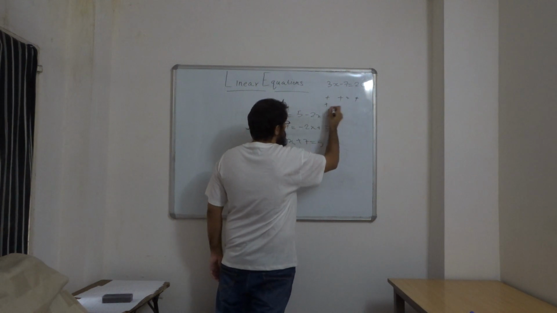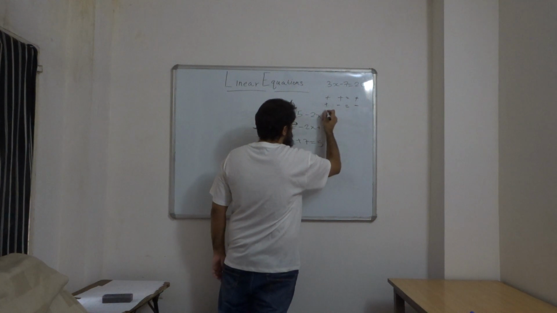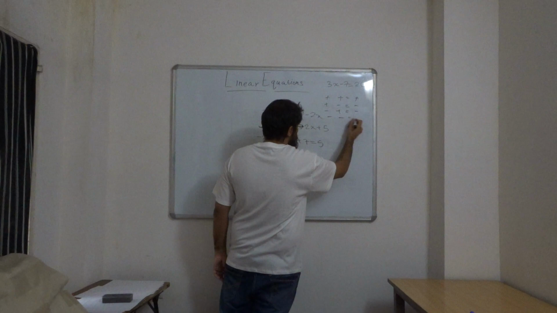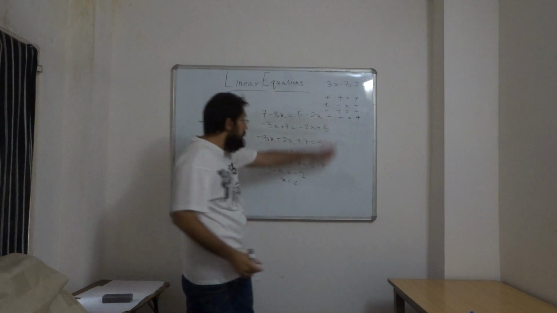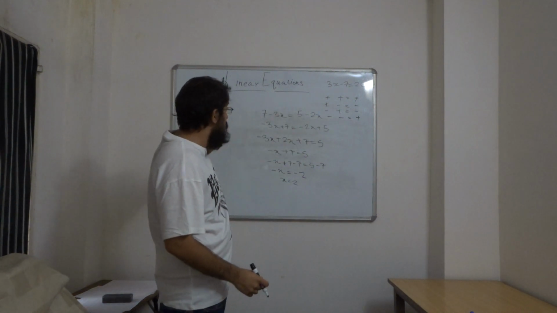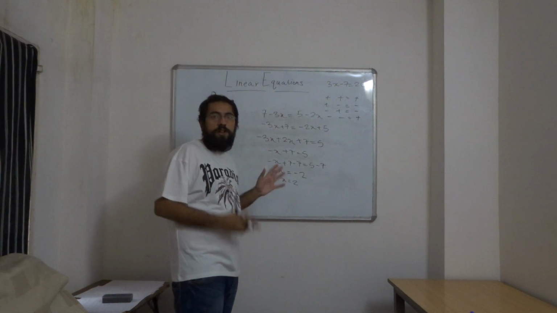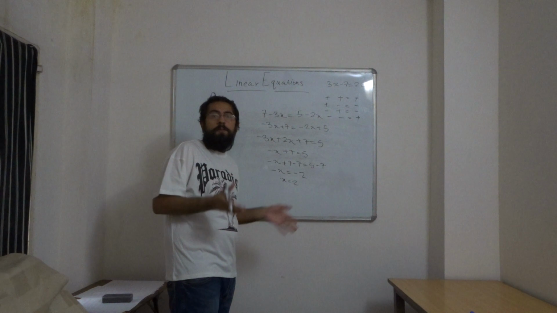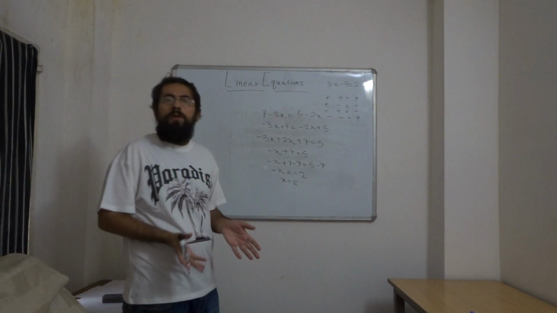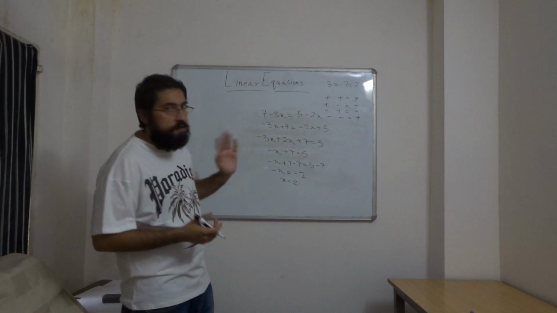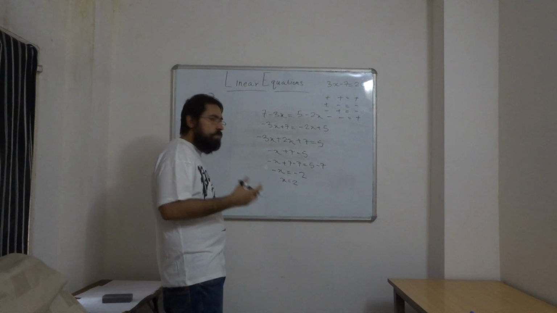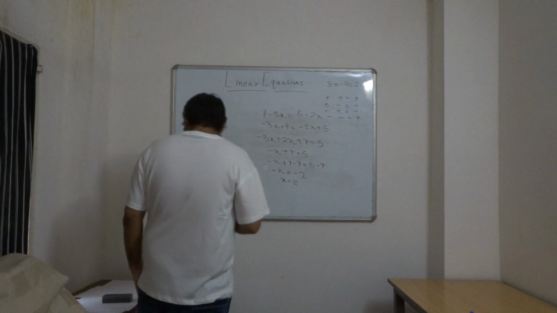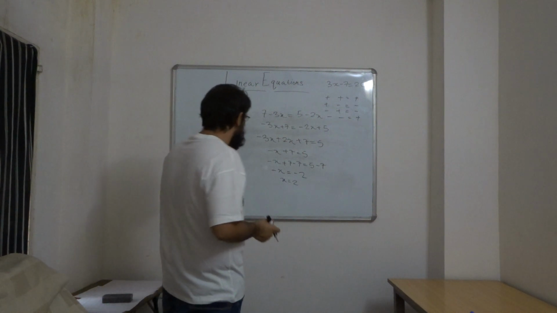Now remember guys, positive and positive is positive. Positive and negative is negative. Negative and positive is negative. And negative and negative is positive. Just remember that. Now, if you're not good in integers and you want me to do a video on order of operations, just let me know guys. I'll make a separate video on that as well, just to make your life easier. That's why I'm here. So this is the answer.